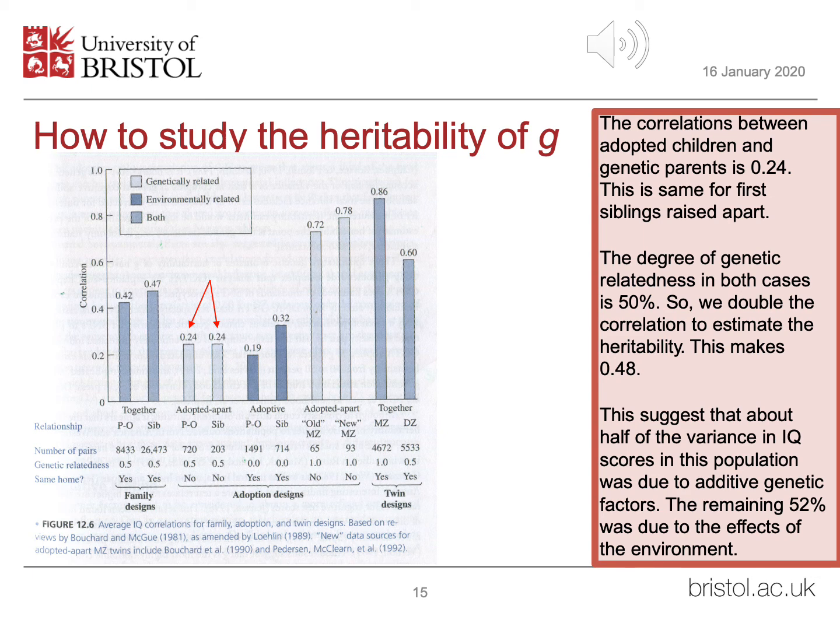The degree of genetic relatedness in both cases is 50%, and we double the correlation to estimate the heritability, which makes it 0.48. This suggests that about half of the differences in general cognitive ability in the study would be due to genetic factors. The remaining 52% of the differences are due to the effects of the environment. We cannot separate shared and non-shared environment in this particular study.